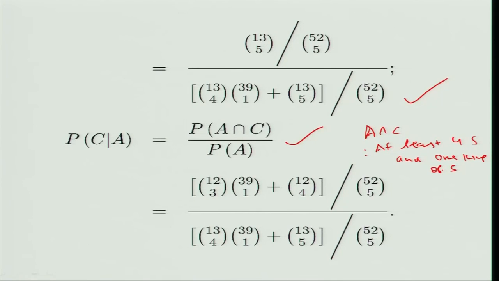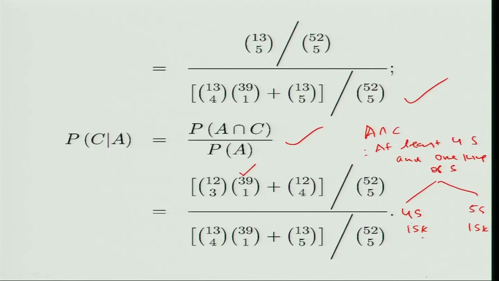At least 4 means 4 spade, 5 spade, with 1 spade king. So 4 spade and 1 spade king means 3 spades and 1 spade king. These 3 can be chosen from 12, because 1 spade king is a must. So that can be done in 12 choose 3. 1 spade king would be 1 choose 1, that I am not writing down over here. Then what remains is only 1 card that I can choose from the remaining non-spade cards in 39 choose 1 ways.